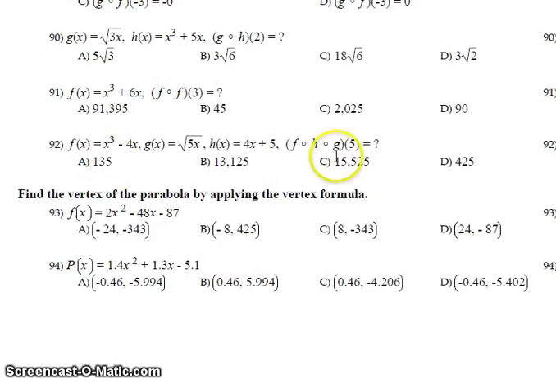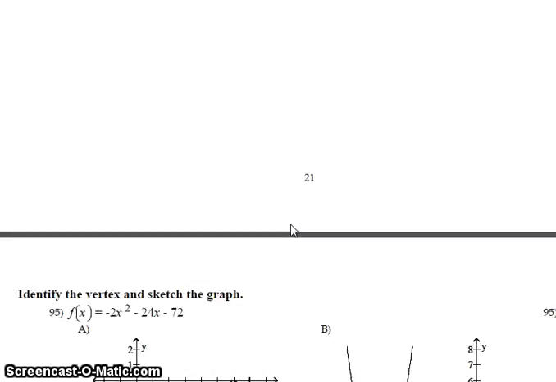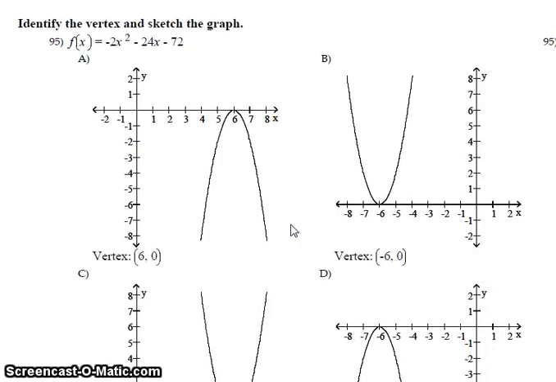This is saying f of h of g. Alright, so we got to start with the 5, put it in g, then that into the h, and then that into the f. Okay, makes sense? Remember, you need to know negative b over 2a for these.